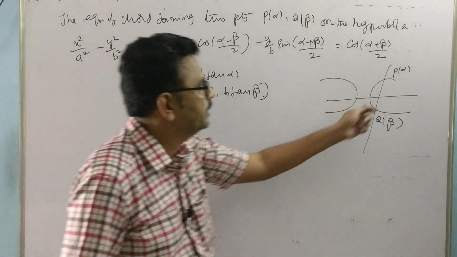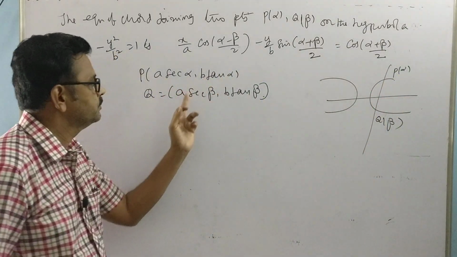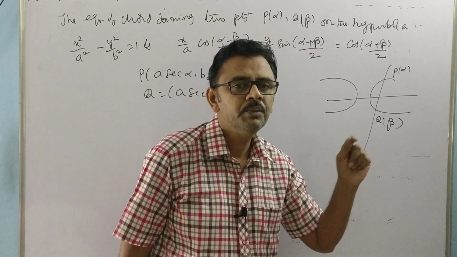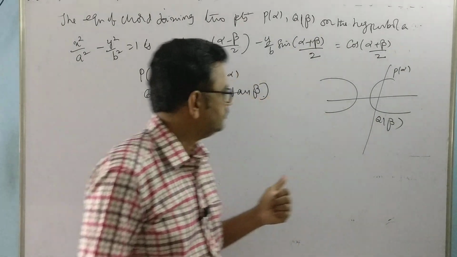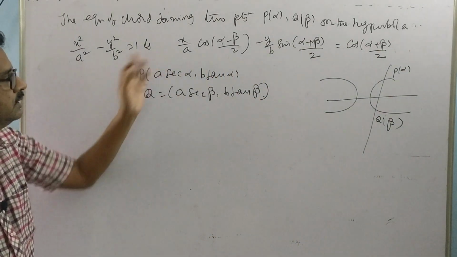So by using the two-point form, just take an ellipse. This point is x1, y1, this point is x2, y2. By using the two-point form, we have to find the equation of the chord joining the two points.